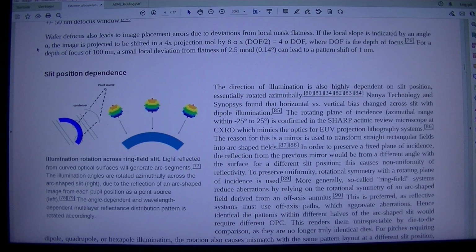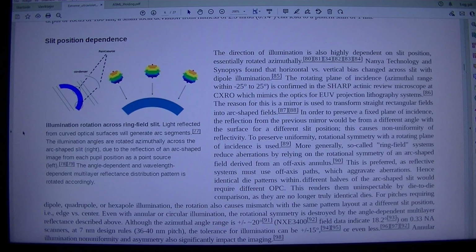Slit position dependence. Illumination rotation across the ring field slit. Light reflected from curved optical surfaces will generate arc segments. The illumination angles are rotated azimuthally across the arc-shaped slit, right, due to the reflection of an arc-shaped image from each pupil position as a point source, left.